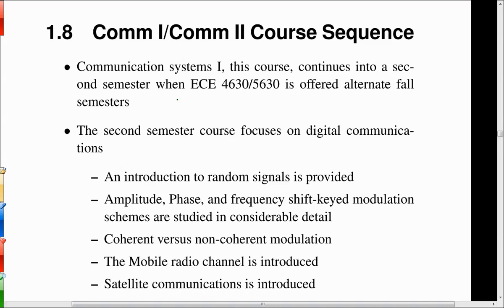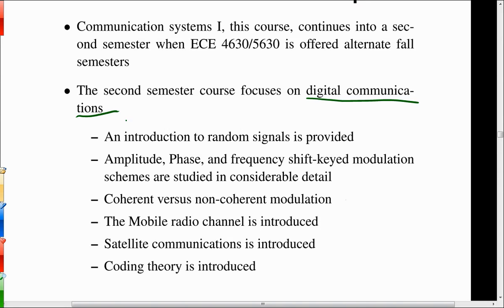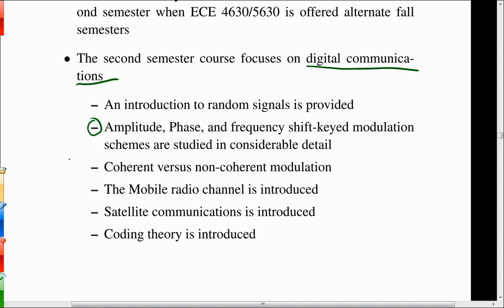COM2 follows this class, and its focus is digital communications. So if you come back to take that class, if you're a graduate student in particular, or if you graduate and decide you're going to work for a company that does this type of stuff, you might want to come back and take it. You get an introduction to random signals. Then we work with digital modulation schemes, which get introduced in this class if I get into Chapter 4. Some more about mobile radio and satellite communications, and then coding theory. The course is pretty fresh in my mind. It's a good class, actually.